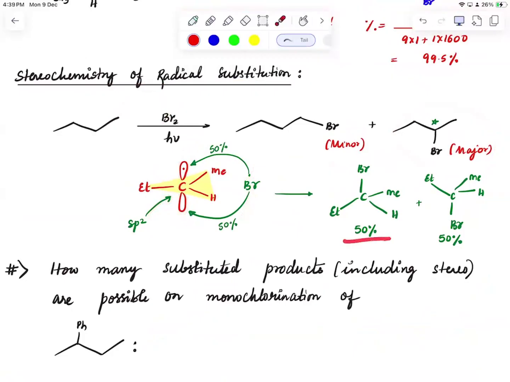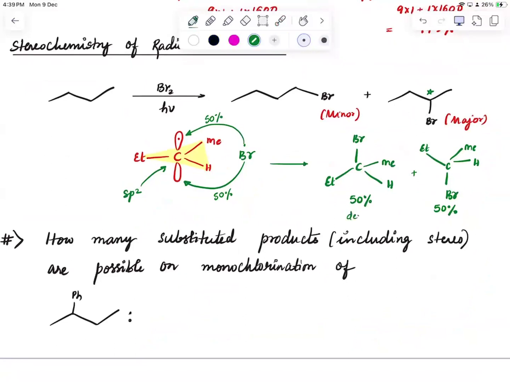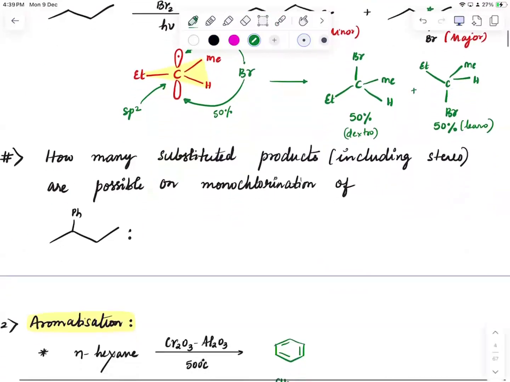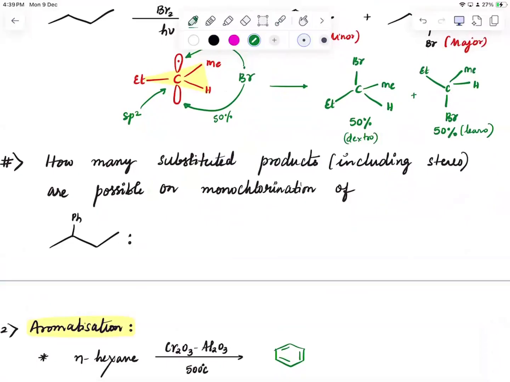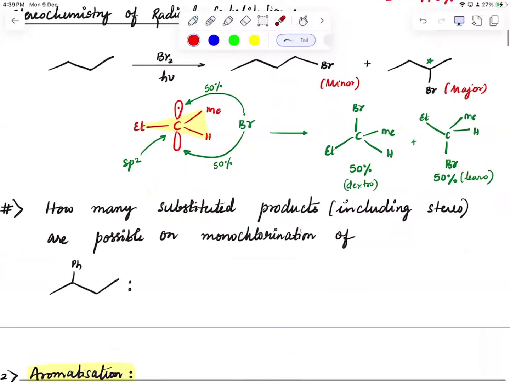Therefore, we will end up getting 50% of the dextro form, if this is the dextro form, right? And 50% of the levo form, correct? If it is a single chiral center, you should always speak with absolute configuration. If one is R, the other one has to be S configuration. So this ability to get 50% dextro and 50% levo is called racemization. So the possibility is we will get a racemized product in case of radical substitution.